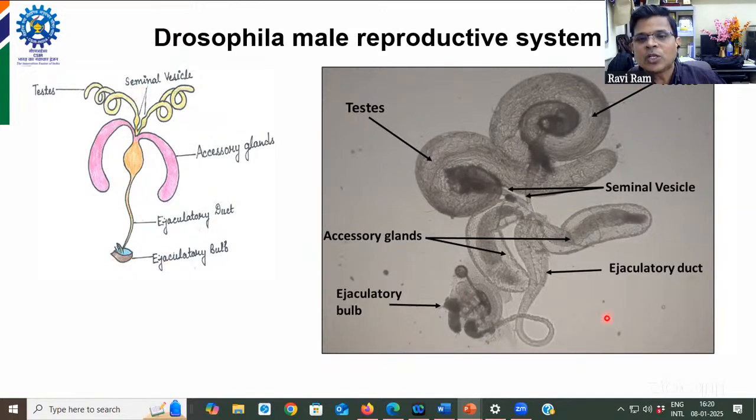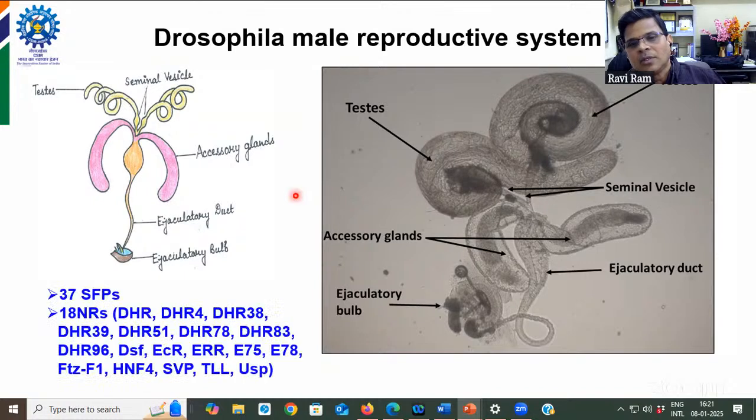So if you see under the microscope, this is how the real picture looks. You have this coiled testis and the loops of accessory glands, the duct, and then the ejaculatory bulb. So what we asked is, okay, fine. How can we study the contributions of different molecules in this reproductive system? How do they contribute to production of sperm, or how do they contribute to production of seminal fluid proteins?